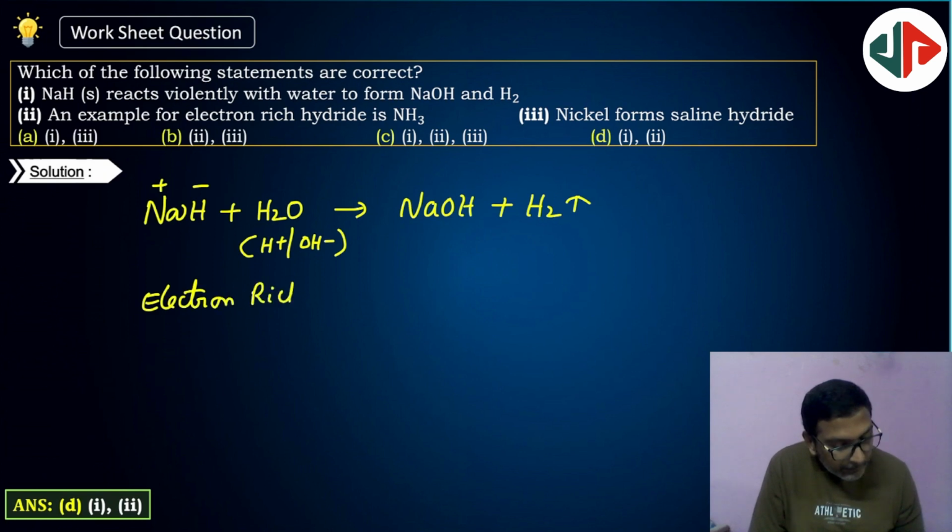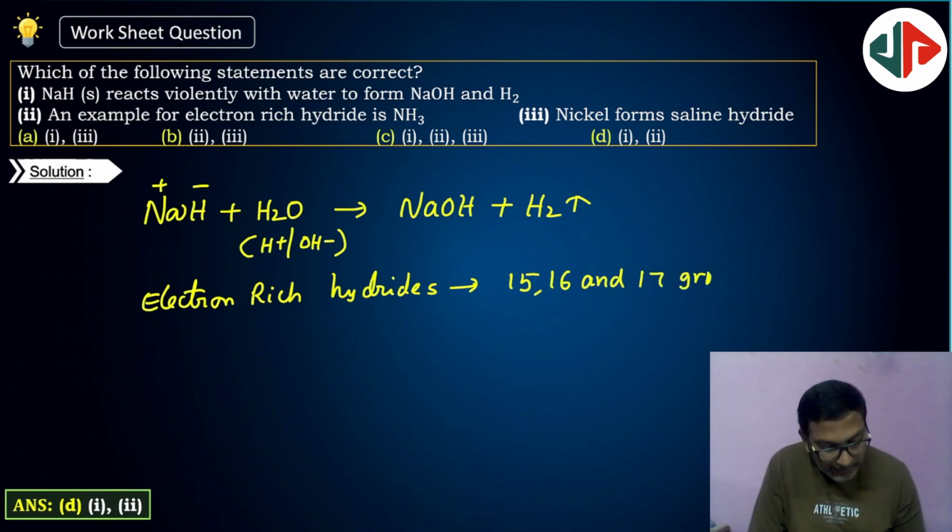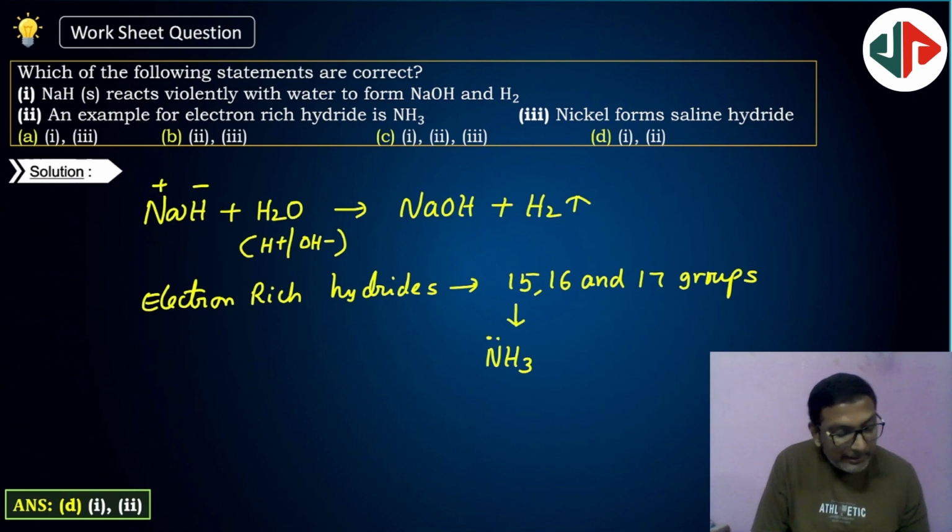Electron rich hydrides will be formed by 15, 16 and 17 group elements. So ammonia is a 15th group element. That means N is a 15th group element, and NH3 has lone pairs. It is an electron rich hydride. Therefore both are correct, 1 and 2.